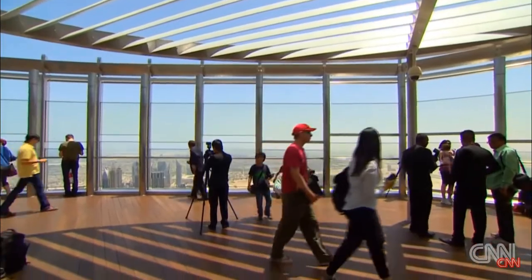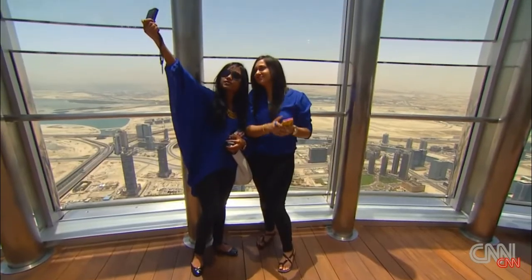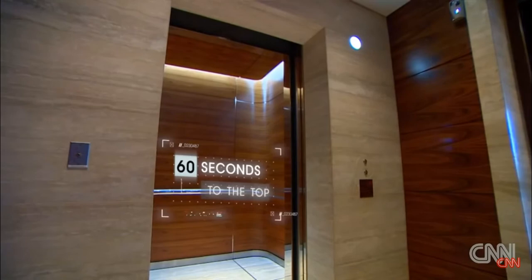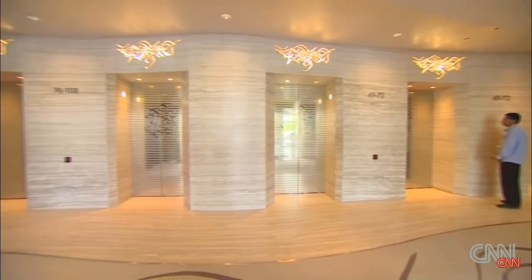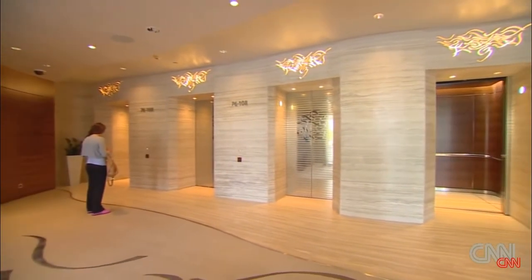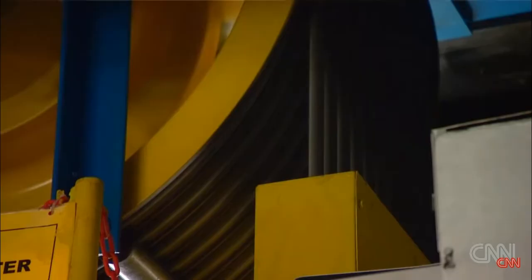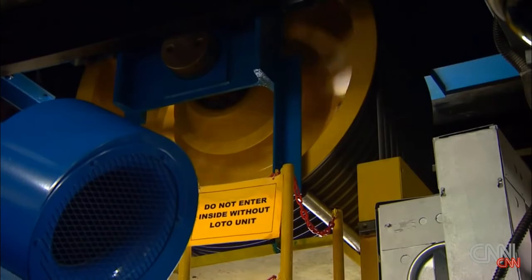Getting to the observation deck on the 124th floor takes only about 60 seconds in one of the tower's 57 elevators. Its specially designed lifts can move up to 12,000 people a day and even act as a power source. They're actually creating power? Of course, they create power, and then the power goes back to the grid of the system that we have, lighting part of the building as well.